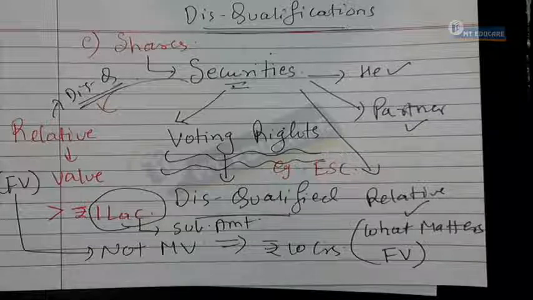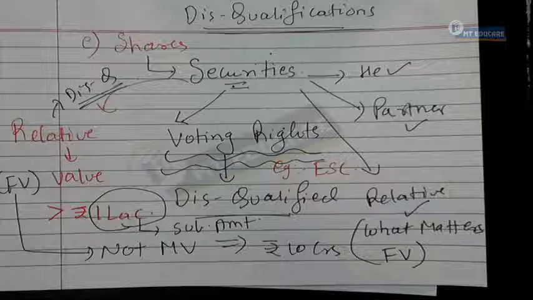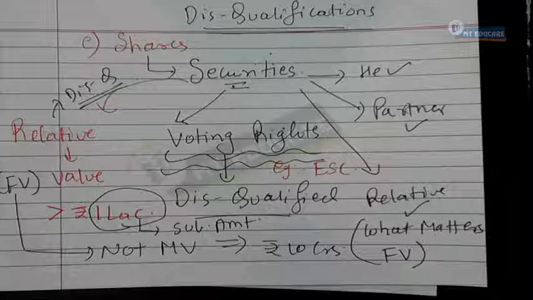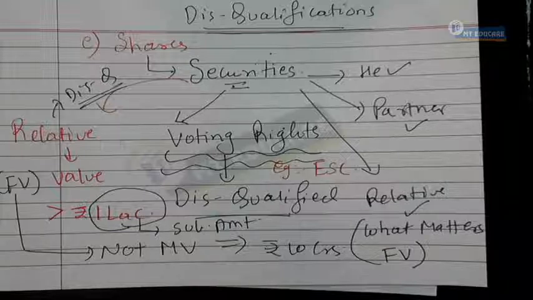If a person himself or through his partner holds securities in a company of any face value, please underline any face value, then the person is disqualified to act as an auditor. Full stop.